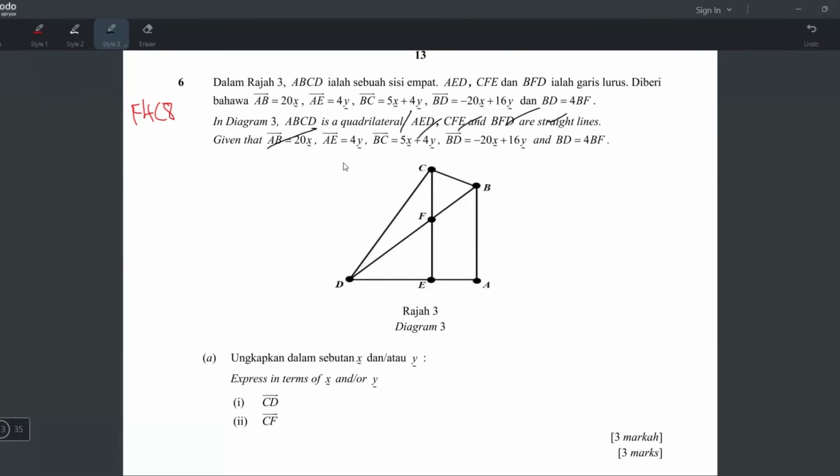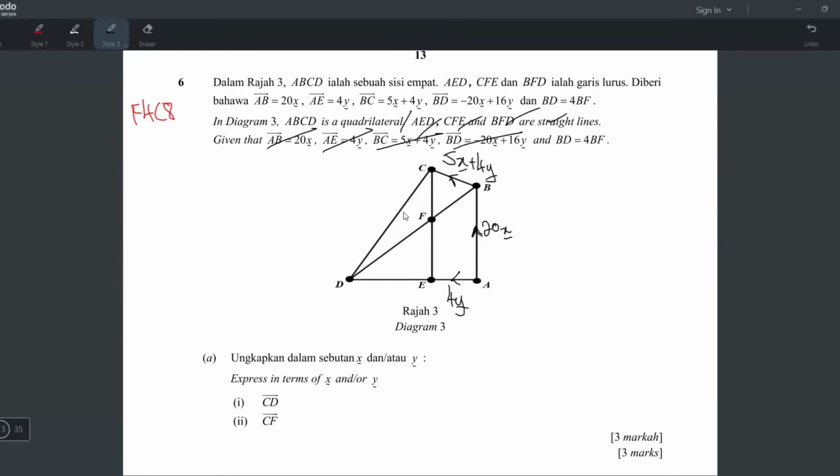AB vector is 20x, so you gonna label A to B 20x. Remember, when you label vector, always put the arrow because the direction is important. AE is 4y, so the direction has to go A to E 4y. Next one, BC 5x plus 4y. Mana BC sini lah, 5x plus 4y. Hey, that means you can find your EC vector lah. Betul lah. Because EC you can just go like that, like that, like that, right? Because and also you have all three lines, all three vector here.